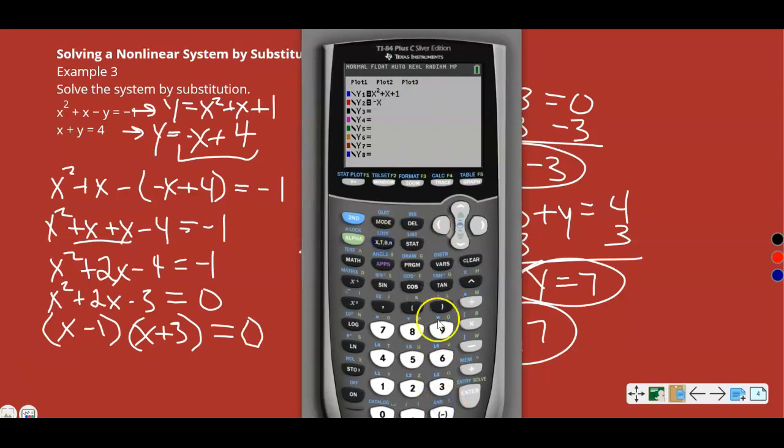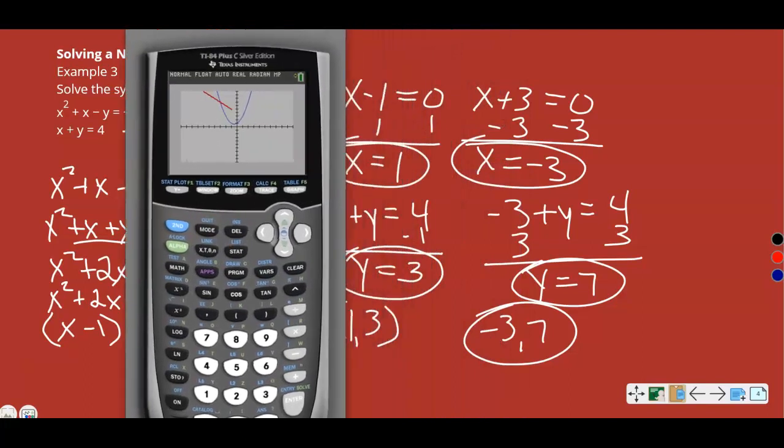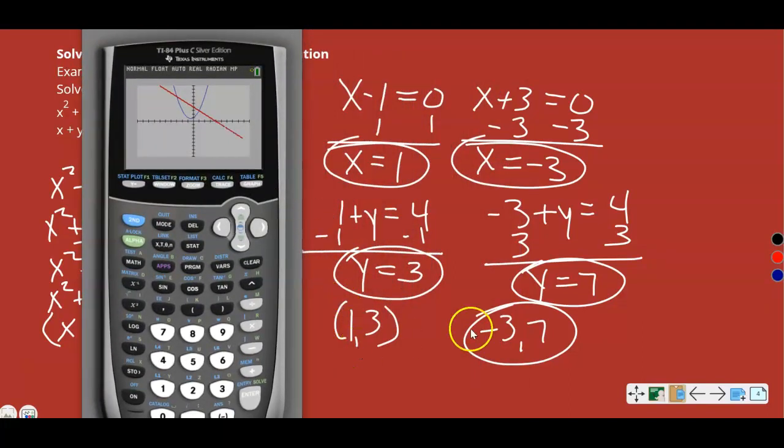Negative x plus 4. And I'm going to hit graph. If I did this correctly, the intersection points should be at negative 3, 7 and 1, 3. So here's negative 3, 7 and 1, 3. It does look like those are correct.